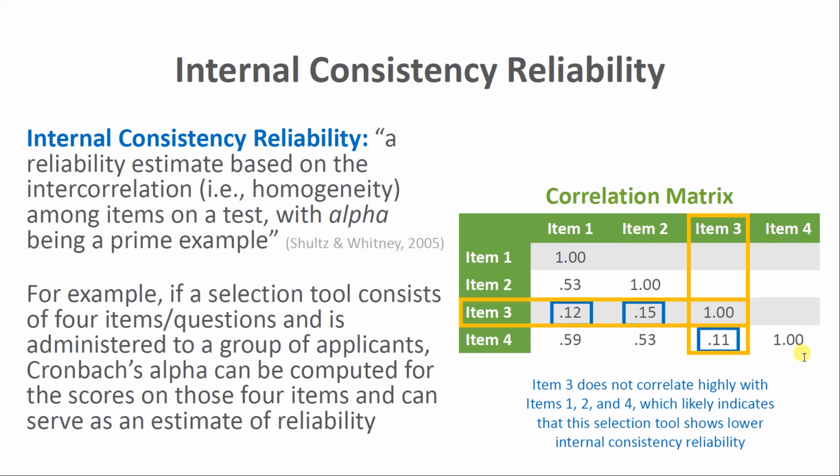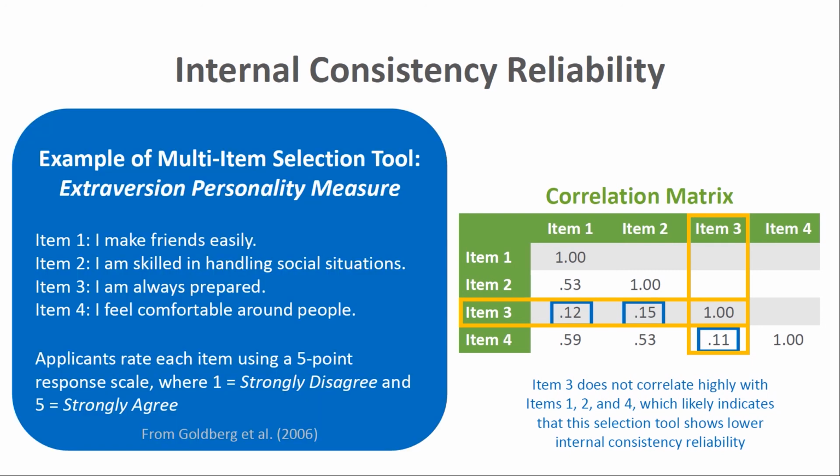In other words, item 3 does not correlate highly with items 1, 2, and 4, and this likely indicates that this selection tool shows lower internal consistency reliability than it potentially could because of this problematic item 3. It just seems to be measuring something different. So let's go back to that set of 4 items we saw at the beginning, and let's look at this through the new information we have in terms of the correlations here.